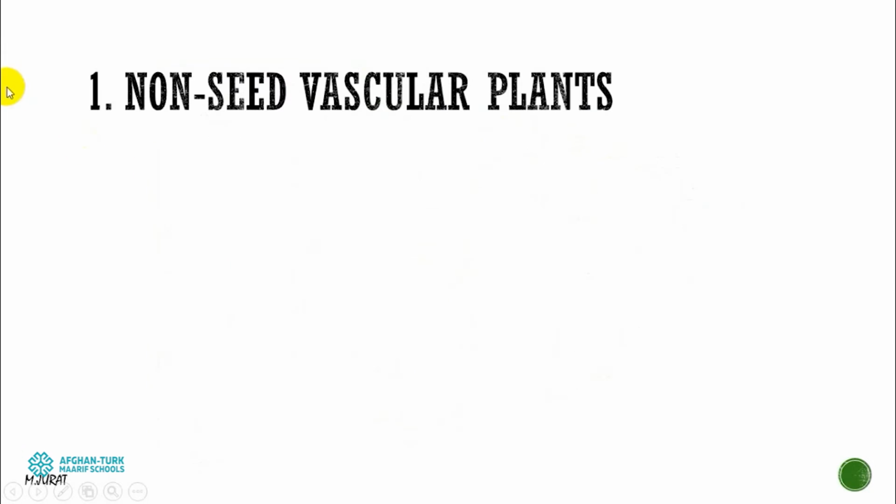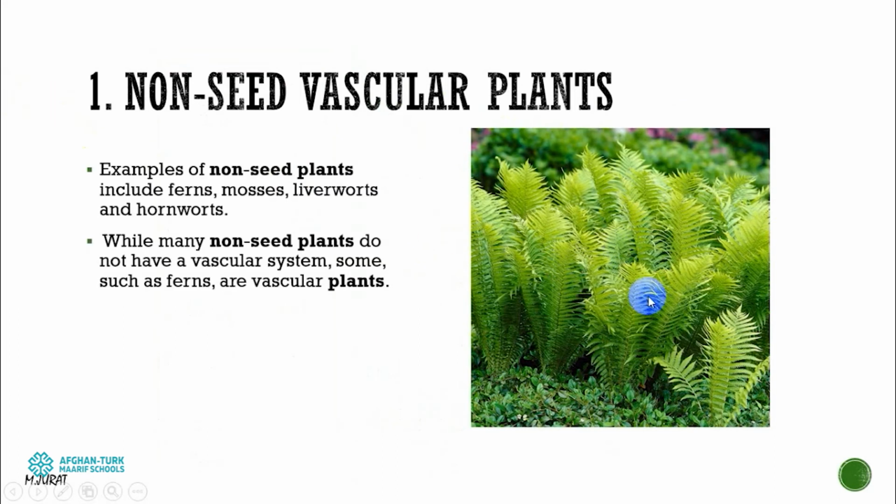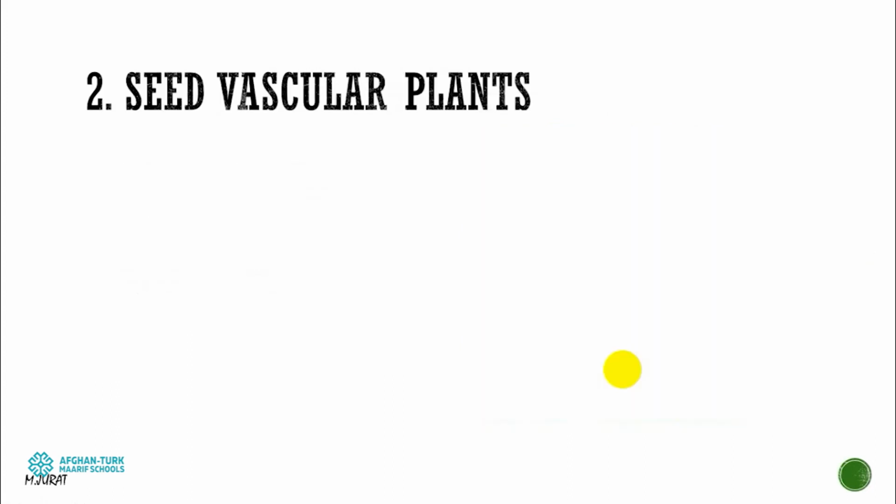First of all, non-seed vascular plants do not grow seeds. For example, ferns go in that category. Did you know that mosses, liverworts and hornworts are also part of the non-seed plants? But as we are talking about non-seed vascular plants, we are adding the word vascular here. That's why only ferns go in that category. They have xylem and phloem, and they are house plants.